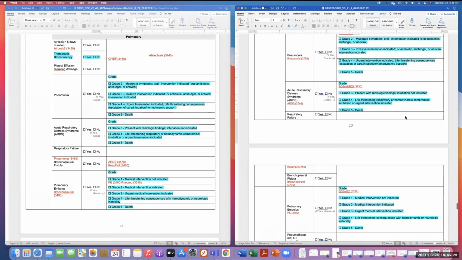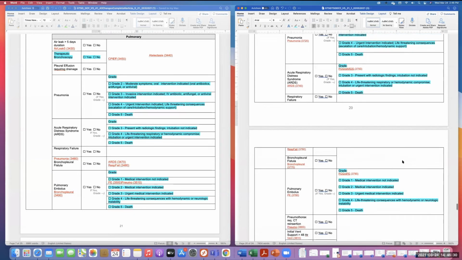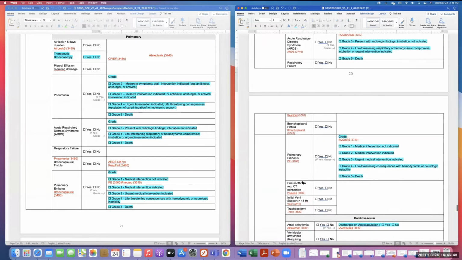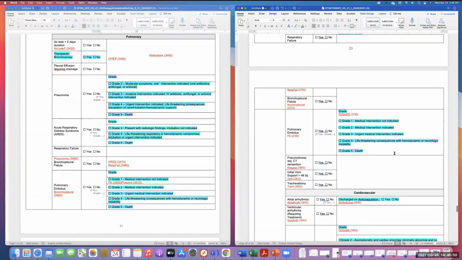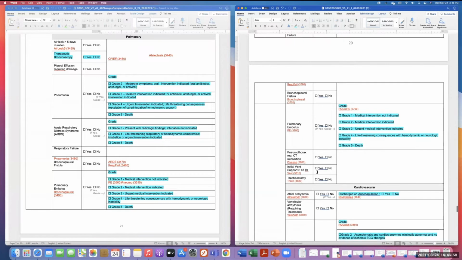Respiratory failure, just yes or no, and that just means that they basically needed to go back on the vent or high flow or BiPAP or something like that for a significant event. Whether or not they developed a bronchopleural fistula. Here we have pulmonary embolism, yes, no, and again, for my patient that I talked about, I would say that his grade was 5 because that's the event that took him out. Pneumothorax requiring chest tube reinsertion, initial ventilatory support greater than 48 hours, whether or not a tracheostomy was placed.